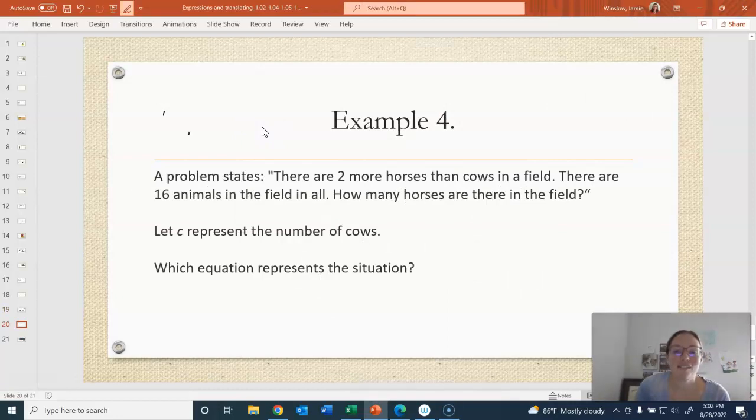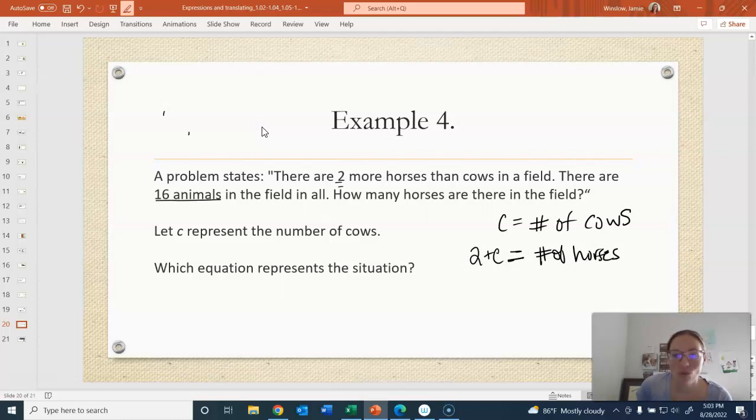Example 4. It says there are 2 more horses than cows in a field. There are 16 animals in all. How many horses were in the field? Well, it tells us to let C equal the number of cows. So then let's figure out what the number of horses is. It says there are 2 more horses than cows, so the number of horses is 2 more than cows. So 2 plus C equals the number of horses.